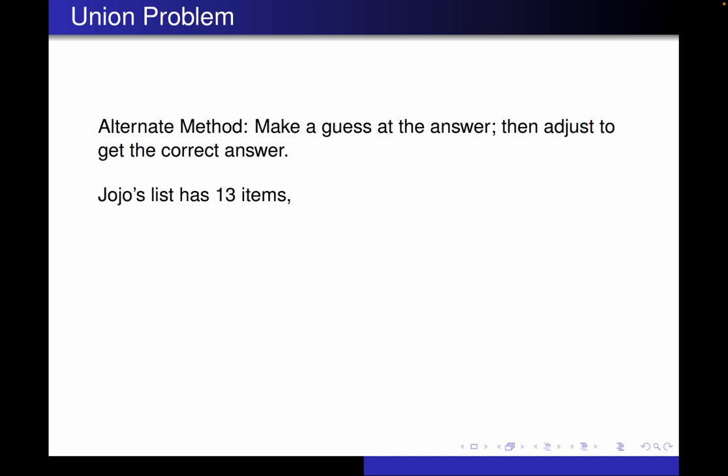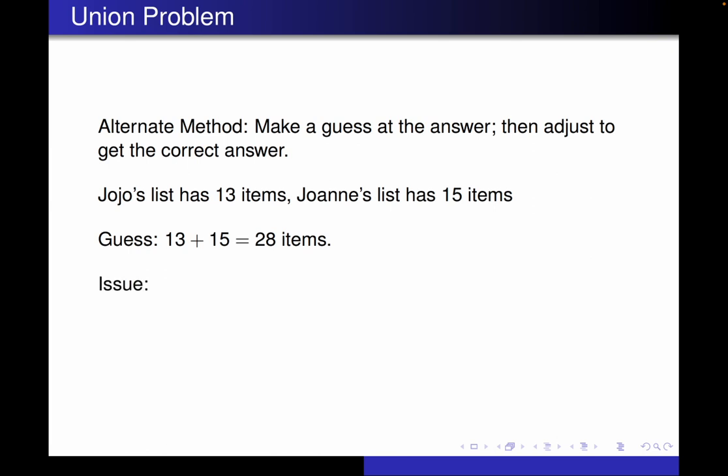So JoJo's list has 13 items, Joanne's list has 15 items. If we want to just make a wild guess at the answer that we don't think is right, but at least seems reasonable to start out with, it makes sense to add those 13 and 15 together to get 28 items. Right? I mean, that's what we did back when we were using the additive principle. And so it seems like a good place to start here. Now, of course, this isn't going to work because some of the items get counted more than once. In particular, there are items that are common to both lists that get counted more than once in that accounting.